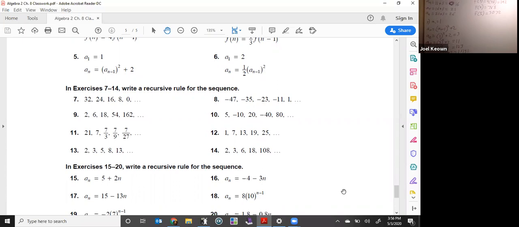So I'm just going to pick a couple different ones. Let's try 7, which is 32, 24, 16, 8, 0. Another one, 11, has fractions. We'll try 11. This is 21, 7, 7 over 3, 7 over 9, 7 over 27. Right, we'll try those two.